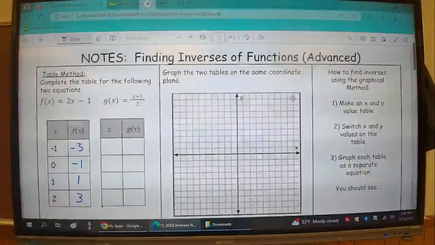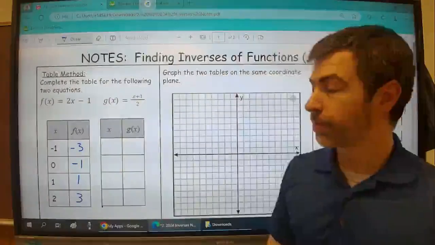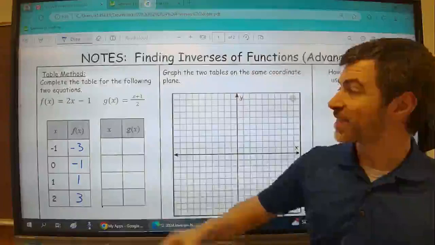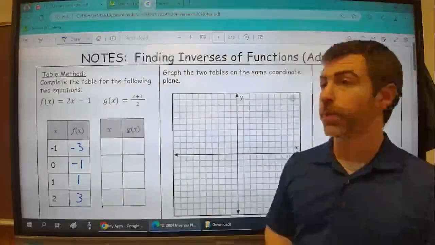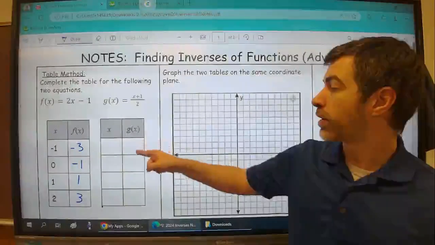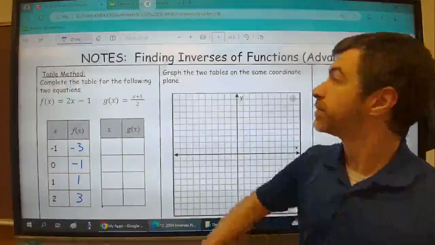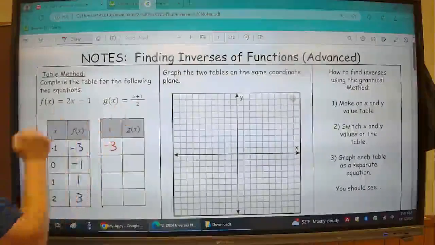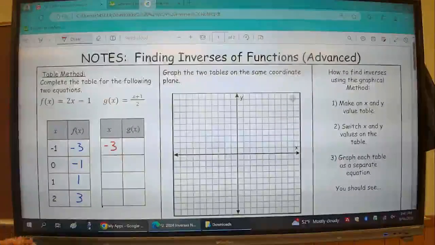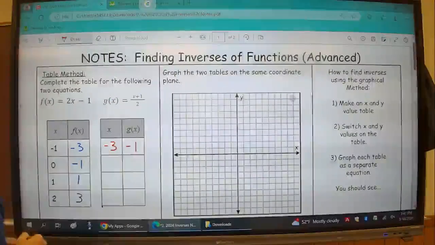If these two functions are inverses of each other, I should be able to take these y's, plug them in as x's into my new function, and I should undo everything and get back to my original numbers. I should have negative 1, 0, 1, and 2 as my outputs. So let's check. If I take this negative 3 and plug it in, will it undo what I did? Negative 3 plus 1 is negative 2. Negative 2 divided by 2 is negative 1.